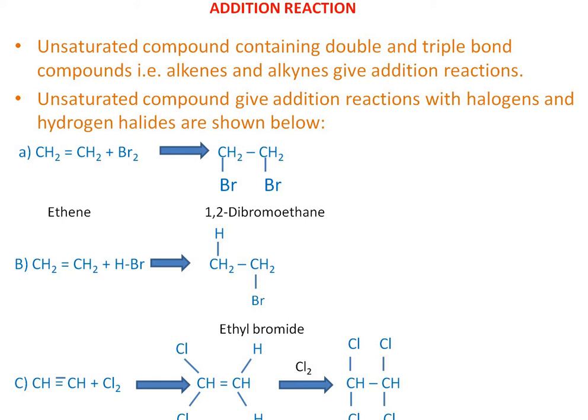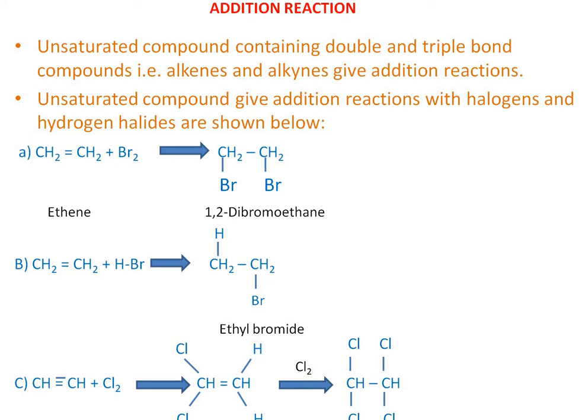and alkynes, are used. These unsaturated compounds give addition reactions with halogens and hydrogen bromide, which are shown below. Here in this example, ethene reacts with bromine to form 1,2-dibromoethane. In another reaction, ethene reacts with hydrogen bromide to form ethyl bromide.